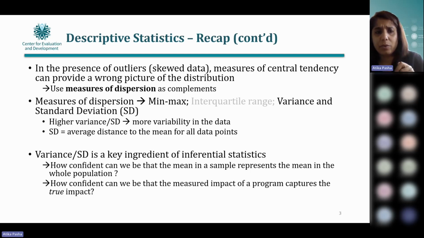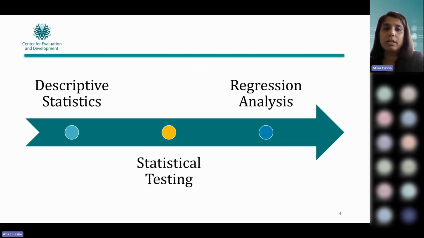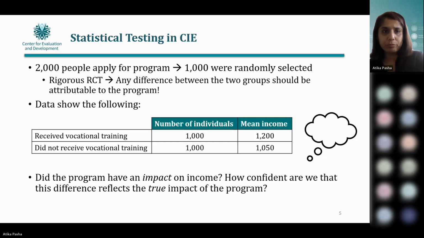And the second thing that we are questioning ourselves is how confident can we be that the impact that we're measuring of the program is actually the true impact? So is it something that we can consider as a correct impact for our sample? And these are the two things that, for example, statistical testing can help us with.